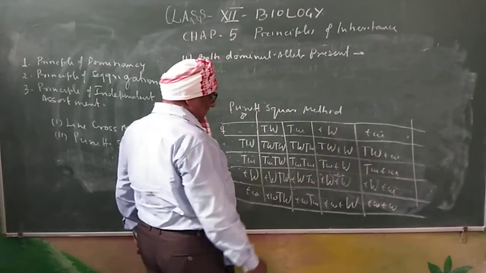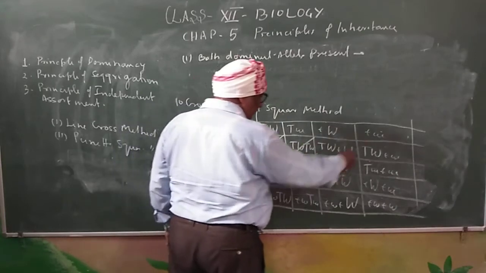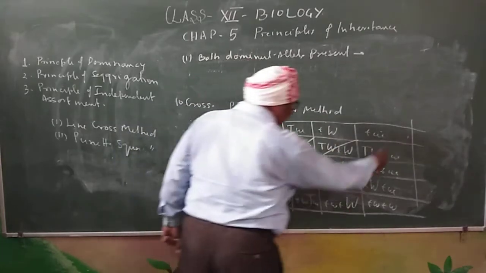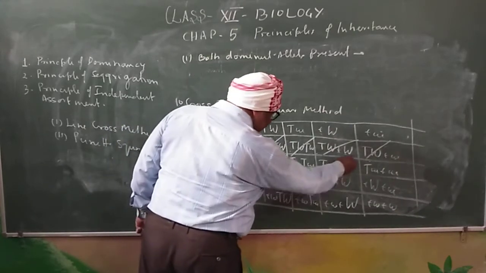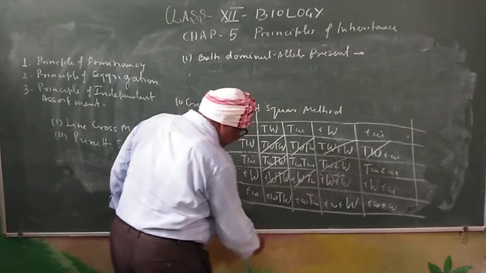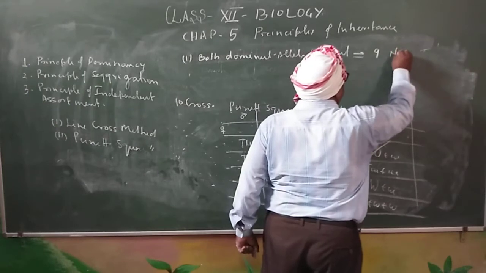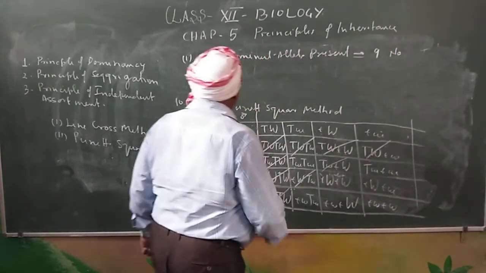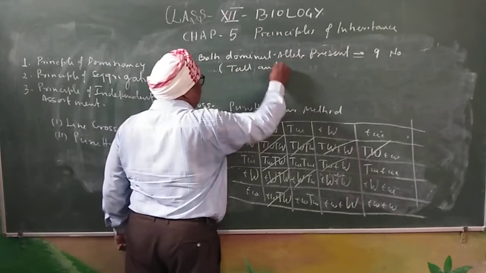Now, how many are we counting? 1, 2, 3, 4, 5, 6, 7, 8, and 9. They are 9 numbers. And what do they represent? They represent tall and violet.